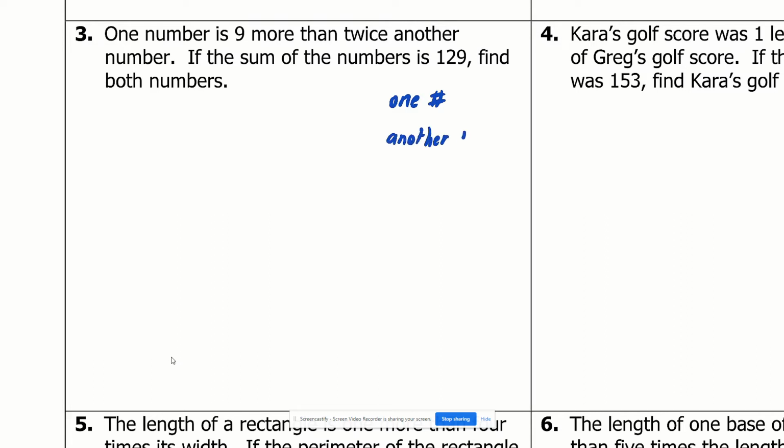I want everybody to read the problem again and answer this question, okay? Which one is being compared to the other? I've already named them. One of them's called one number. One of them's called another number. I want you to look at it and see which one is being compared to the other? Which is being compared to which?